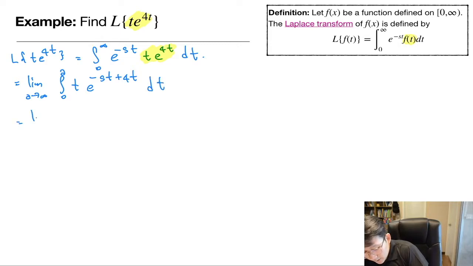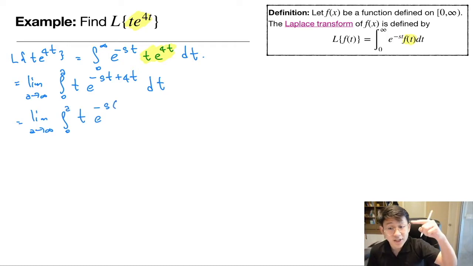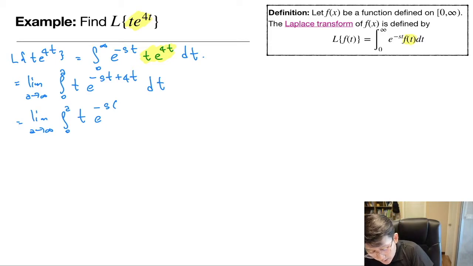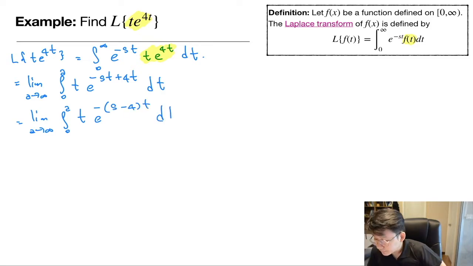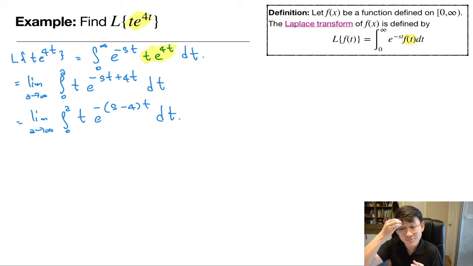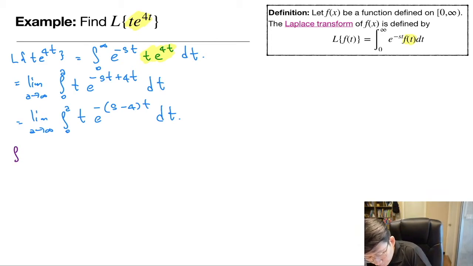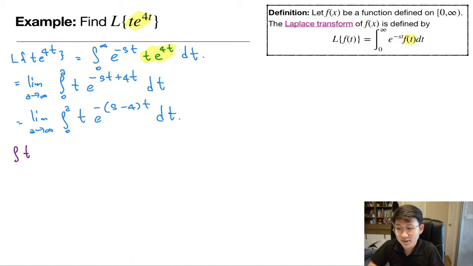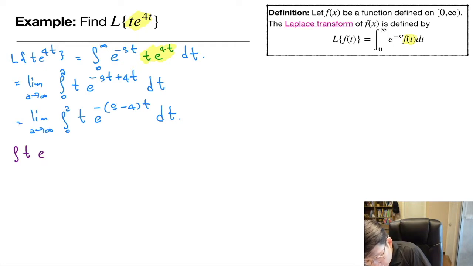So here is the limit as a approaches infinity, 0 to a, t e to the minus s. Let's just pull minus 1 out, sorry. So I have (s minus 4) t dt. Okay, and how do we integrate that function? First, let's just observe this integration, without the 0 and a, just this integration.